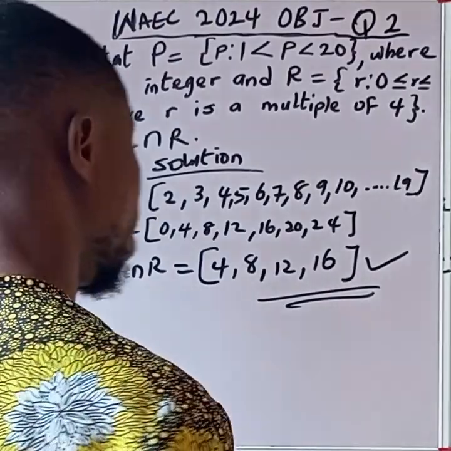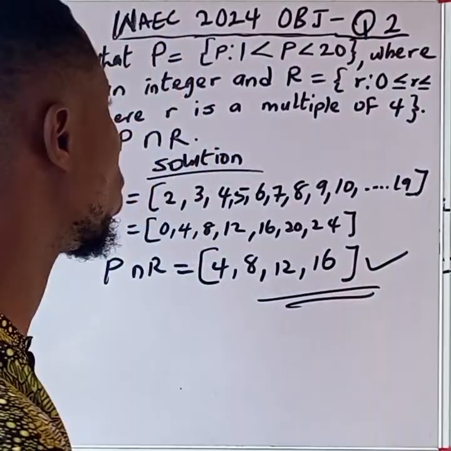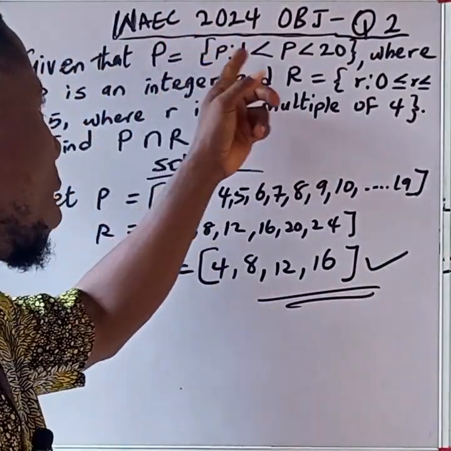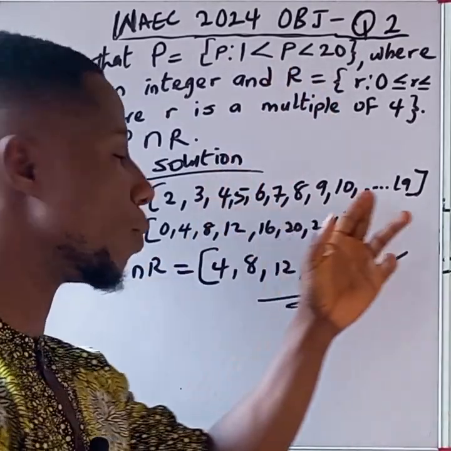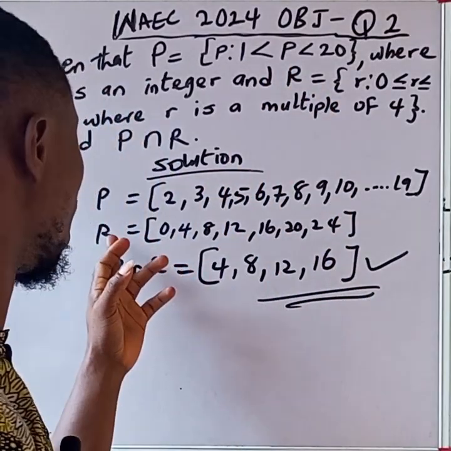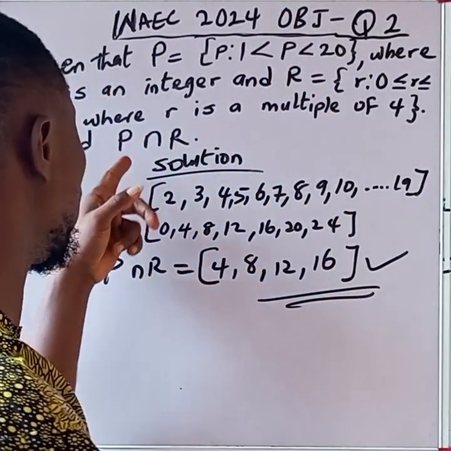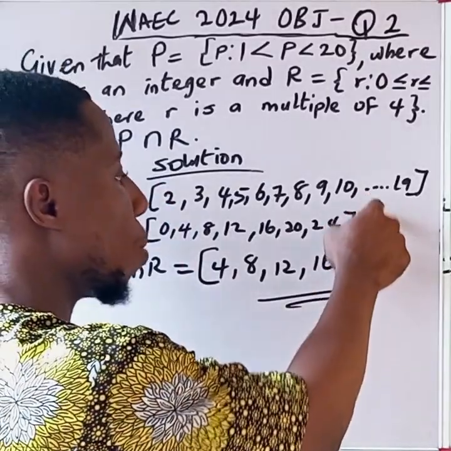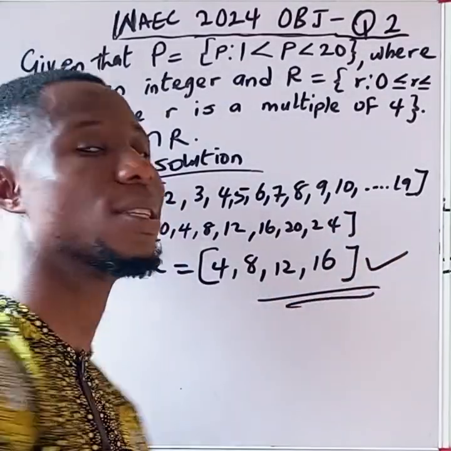Alright, it is very simple. All you just need to do, bring out the elements of set P, which is this, then you bring out the elements of set R, then look for the numbers that are common in both sets and write them out.